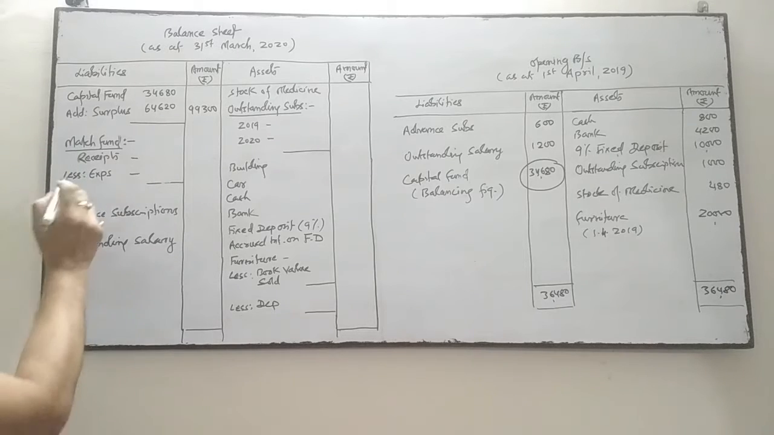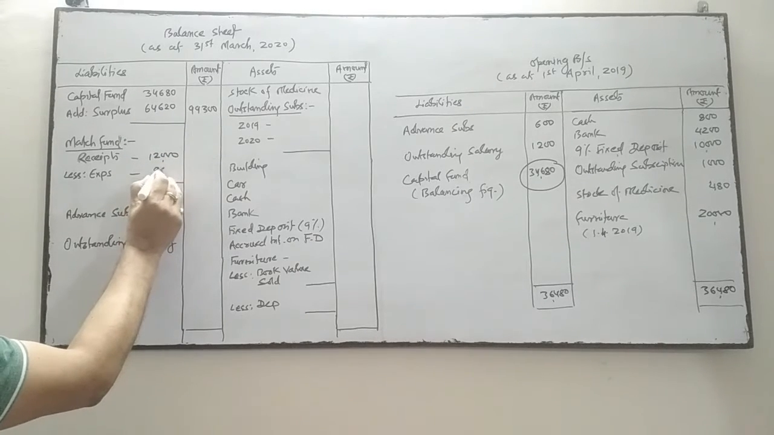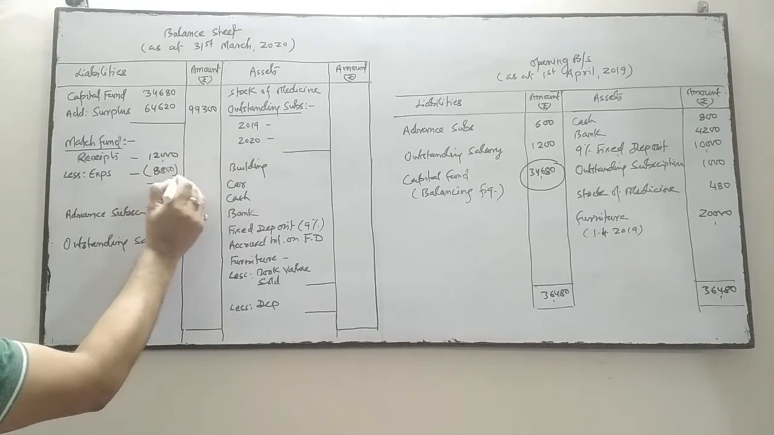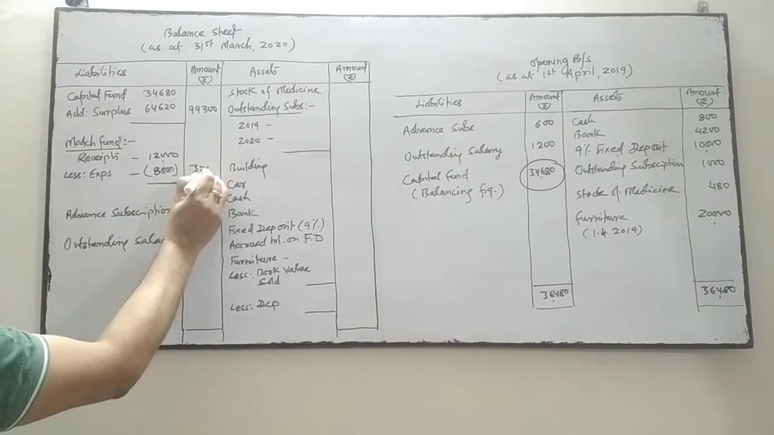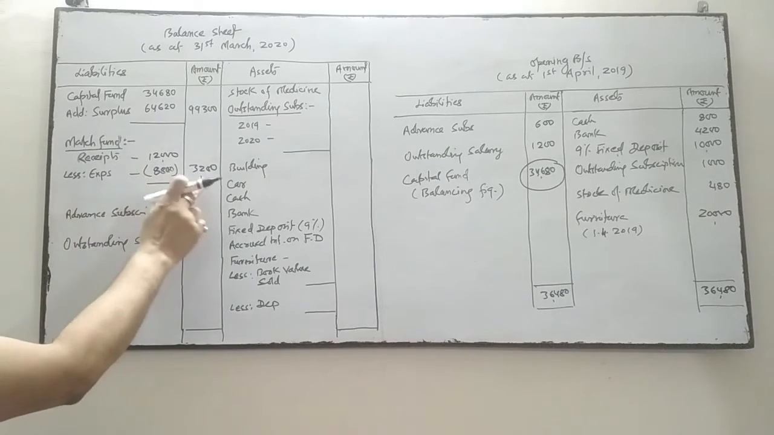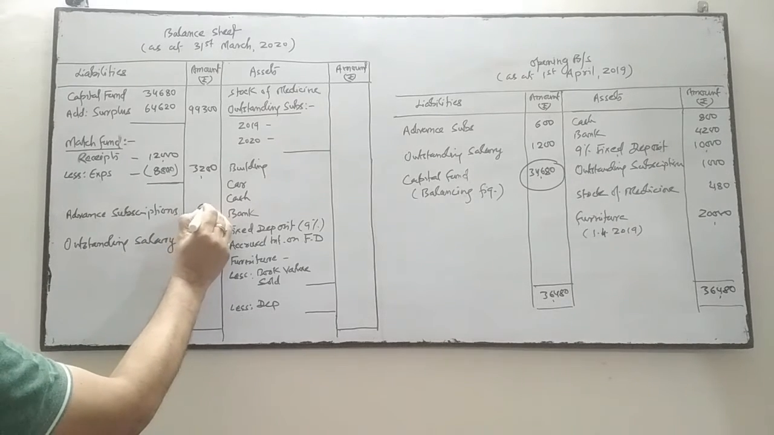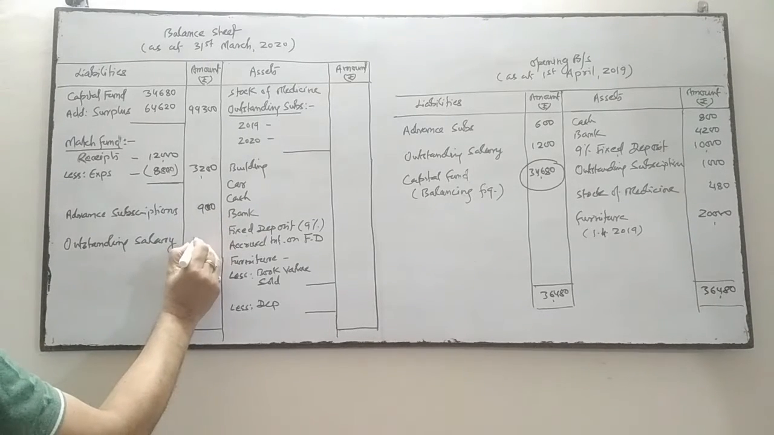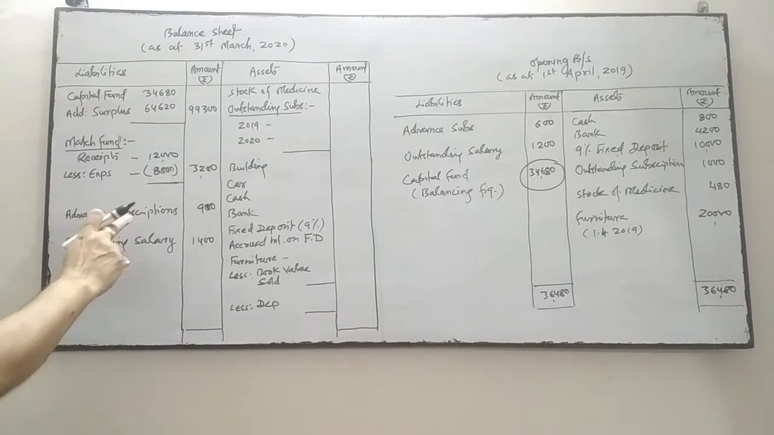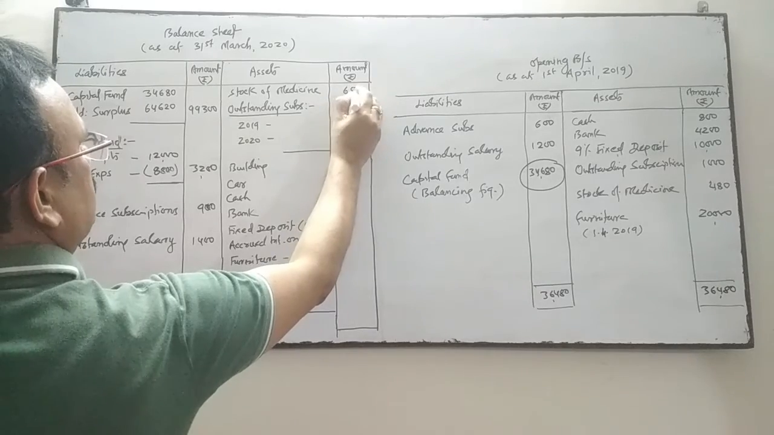Now come to the match fund. Match fund receipt is 12,000 and match fund expense is 880. Deduct the expenses from the receipt and reflect the amount in the outer side, 3,200. The balance amount of match fund is now 3,200. Advance subscription 900. Outstanding salary given in the adjustment 1,400 of the current year. Advance subscription of the current year. Stock of medicine given in the additional information.